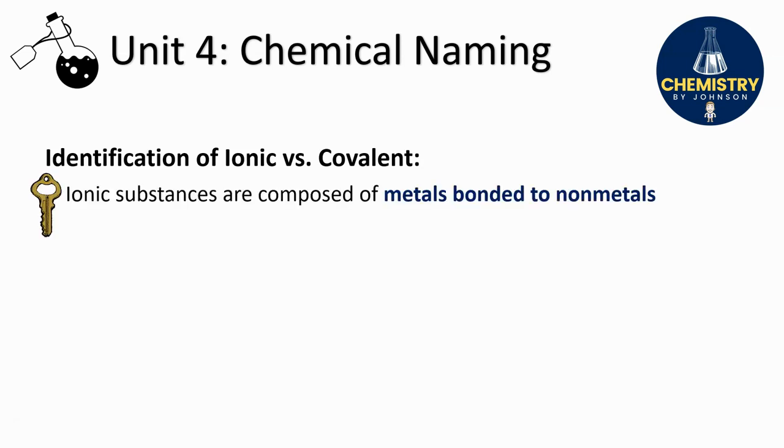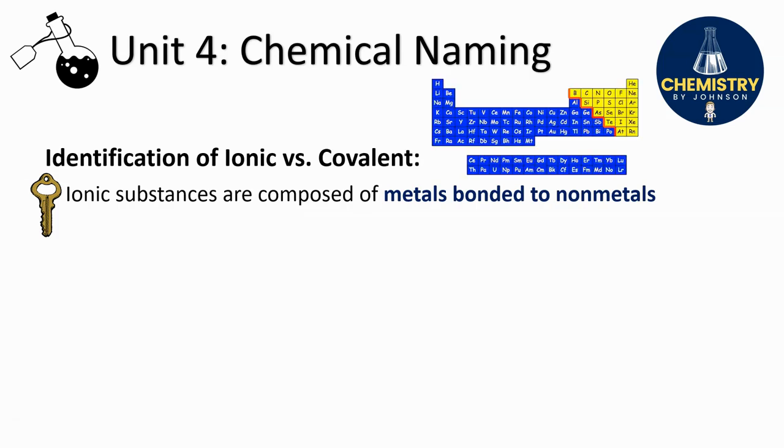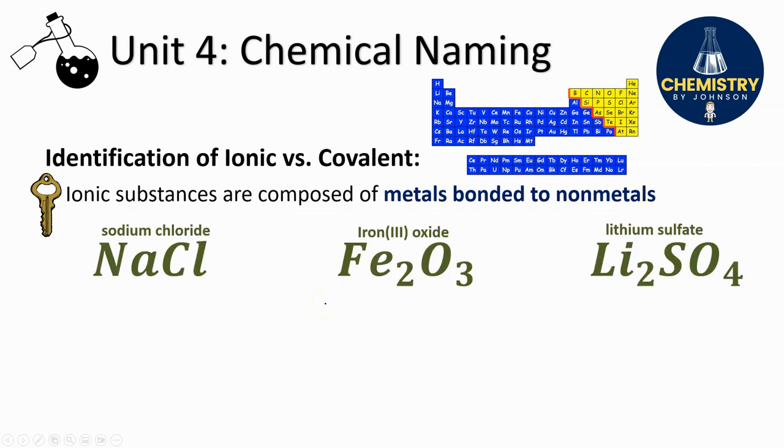Ionic substances are composed of metals bonded to nonmetals, so to identify these you'd need a periodic table, and you would need to remember the dividing line between metals and nonmetals shown here in red. Everything to the left in blue would count as a metal. Everything to the right, shown in yellow, would be a nonmetal. So if you saw sodium chloride, NaCl, you would know that sodium is on the left of that line. It's a metal. Chlorine on the right is a nonmetal.